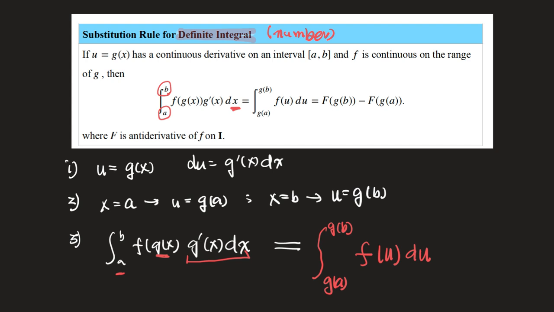Don't forget a couple of things here, guys. Make sure you find g of a and g of b. By using the substitution method, you don't have to go back. You don't need to substitute back. Make sure you do that, guys, okay?